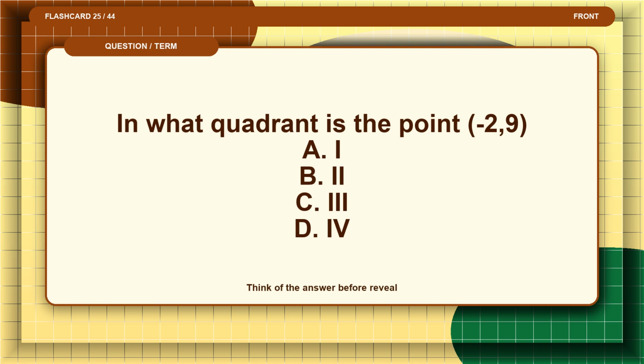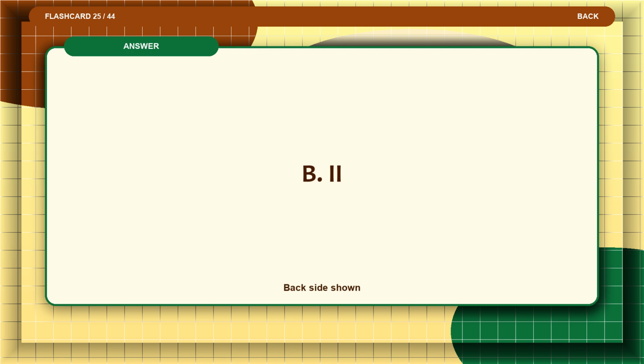Flashcard 25. In what quadrant is the point (2, 9)? Think of the answer before the reveal. The answer is E.